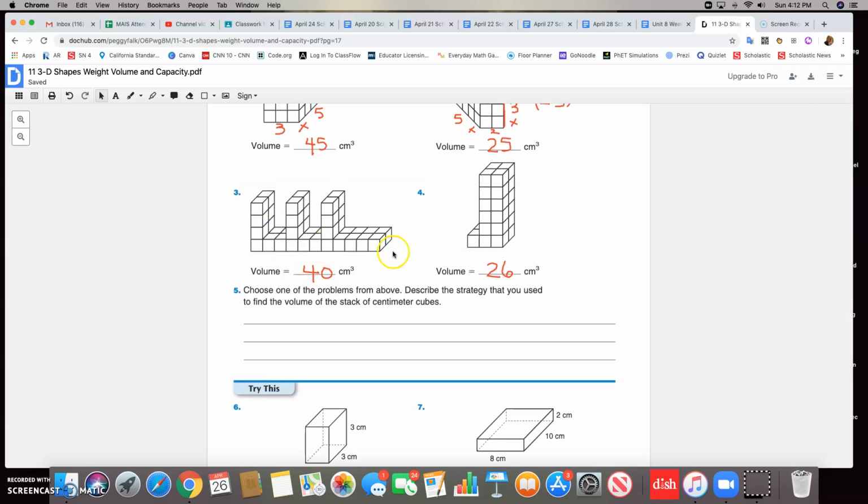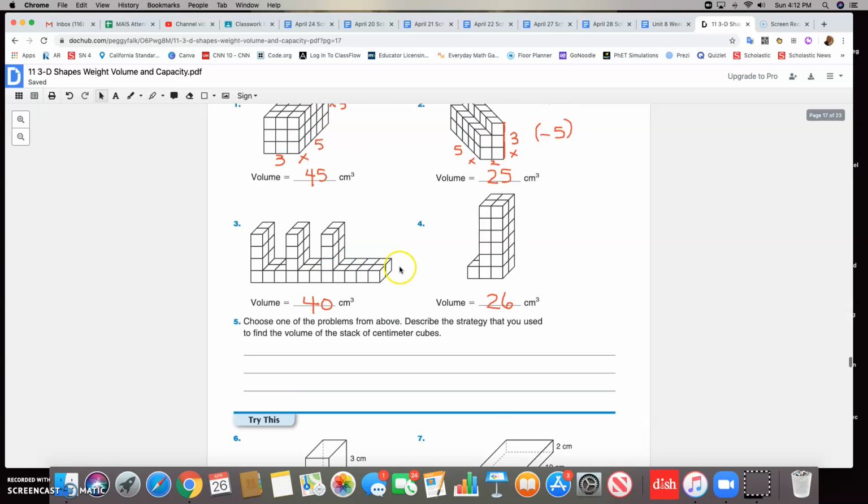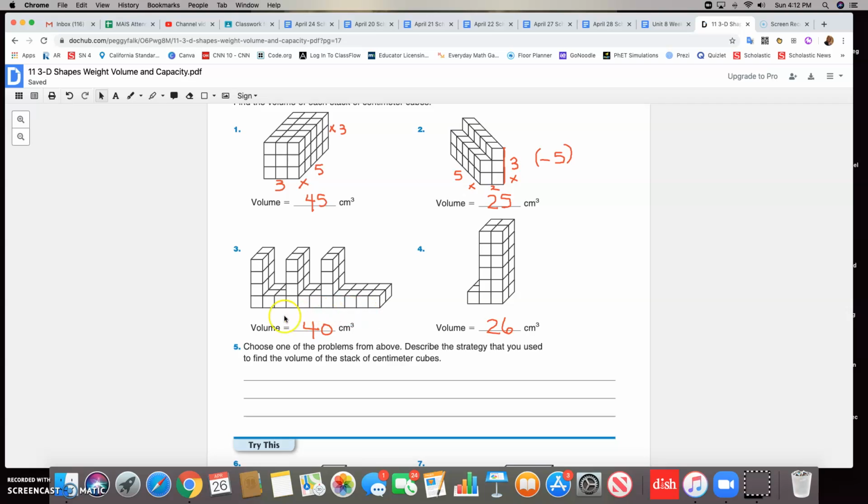We're missing quite a few. So you could just count all of the cubes, or you could take the base times the width. So it's 1, 2, 3, 4, 5, 6, 7, 8, 9, 10, 11 times 2 is 22. Times the height of 4. So 22 times 4 would be 88. But we are missing some of the pieces. There's more than one way to solve that, but you should have gotten 40 centimeters cubed.